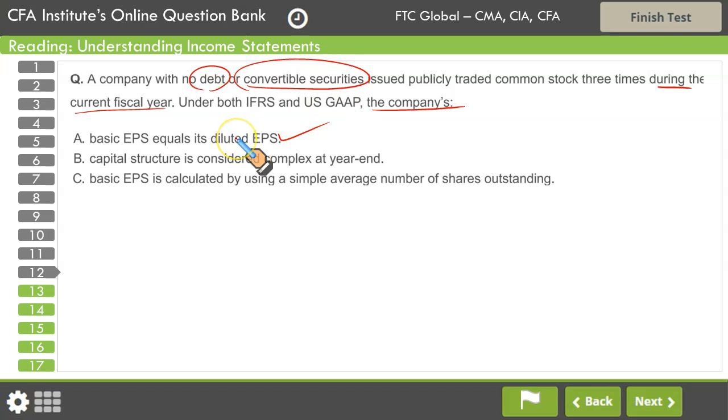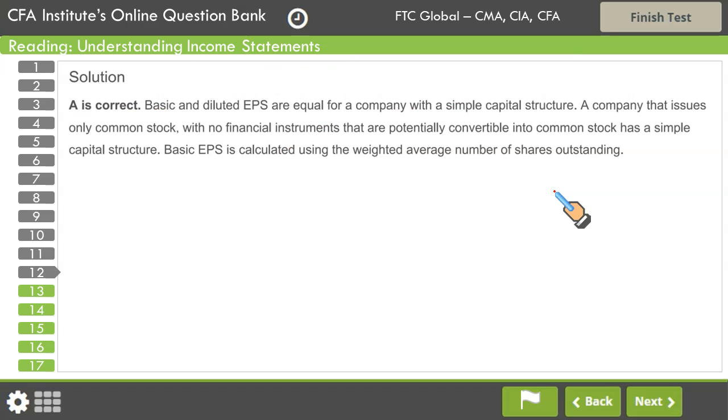This is the correct option. Look no further, but let us convince ourselves we got the right option. Capital structure is considered complex? No, it is not. And it will not be considered complex at the end of the year, because there is no such instrument that is dilutive, any debt or convertible security. Basic EPS is calculated by using a simple average number of shares outstanding? Not simple. It's weighted average, weighted based upon the time between the stock transactions. So that makes A the correct option. A it is.